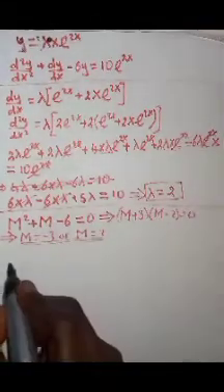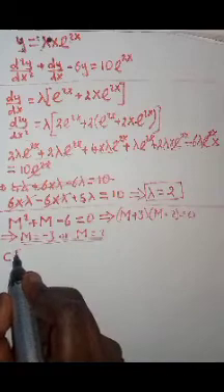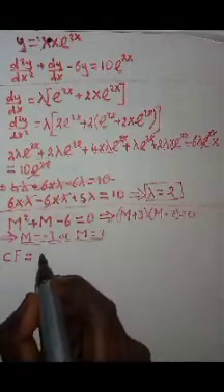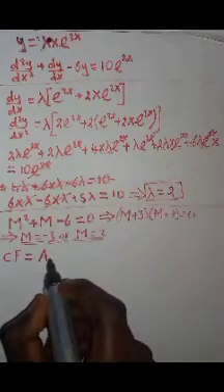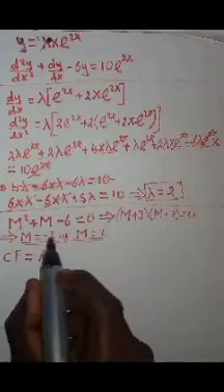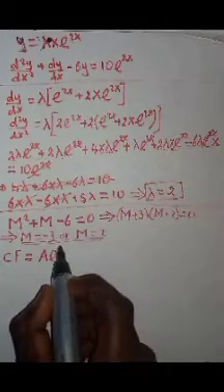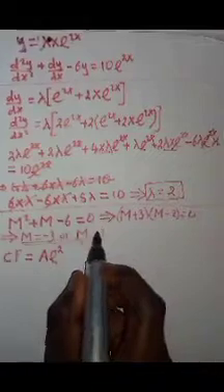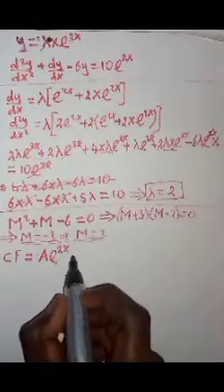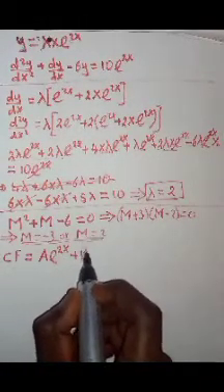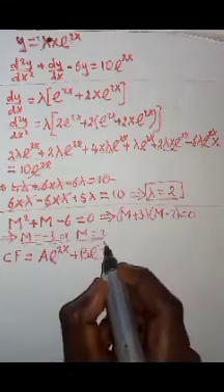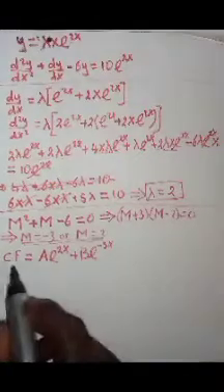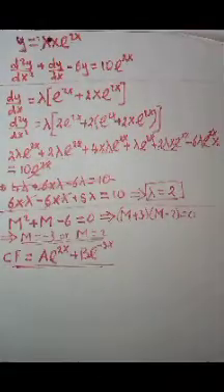Now the general solution for the complementary function is simply given as a constant times e raised to the power 2x, plus b, which is a constant, times e raised to the power negative 3x. Good. So this is our complementary function. Great.